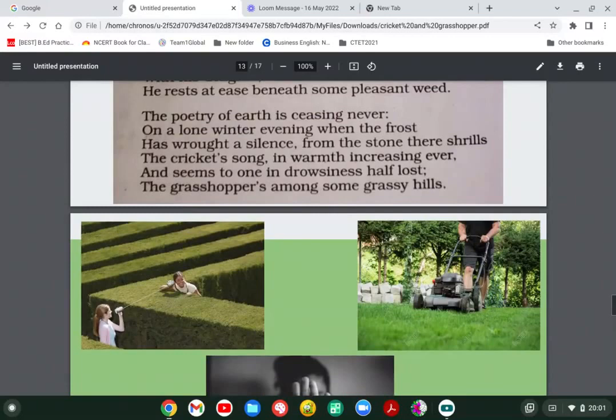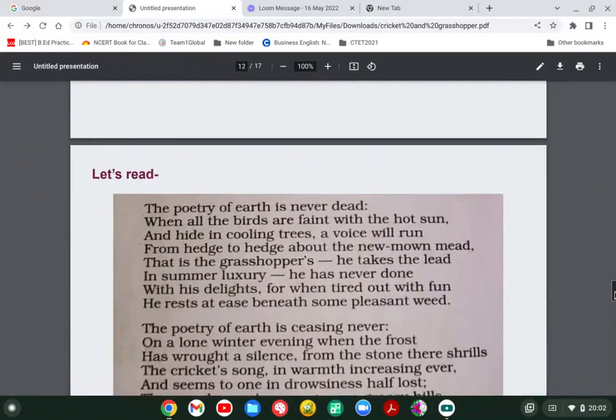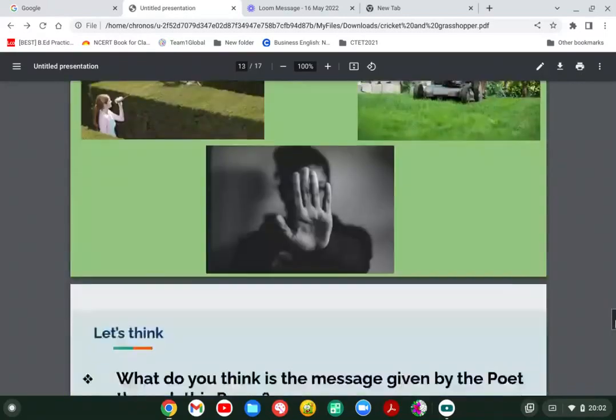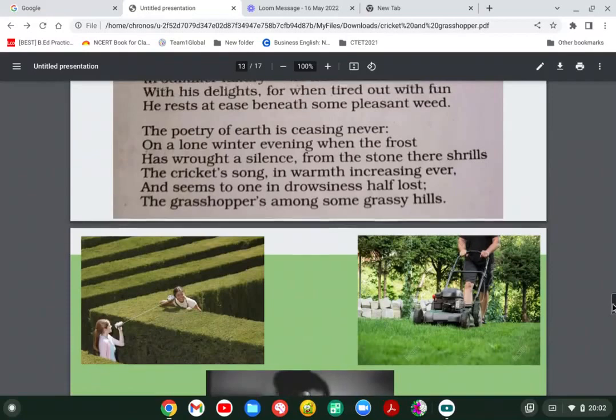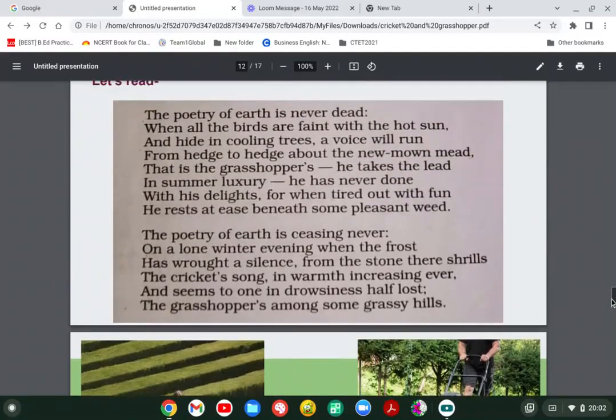So the first picture represents the hedge. Now I am more sure that you are clear with what hedge is: it's a kind of fence made up of grass. Next one we have is mead. Mead is the machine that is used to cut the grass, to maintain the grass. Gardeners generally use this. So that's mead. Next one is luxury.